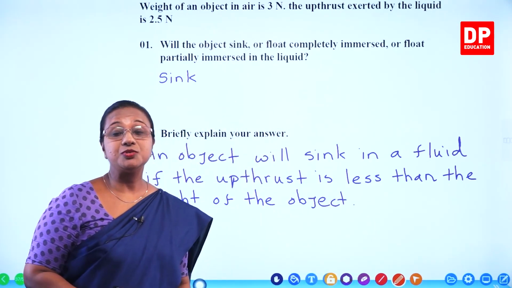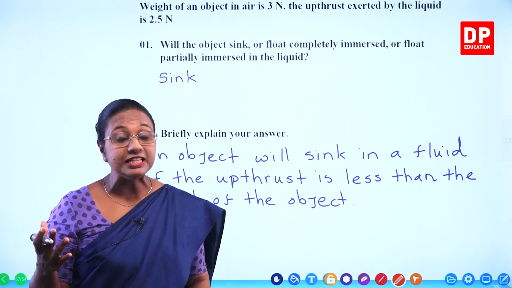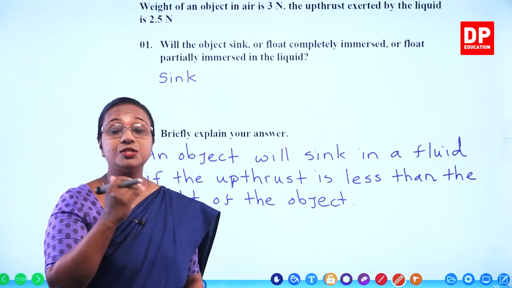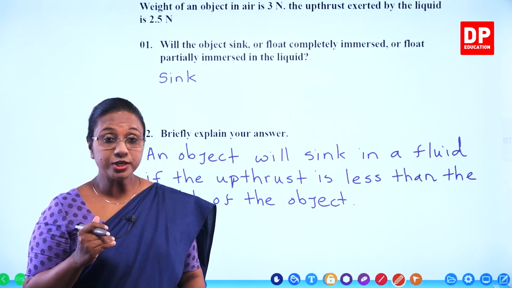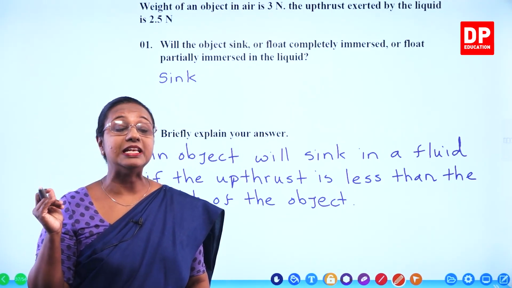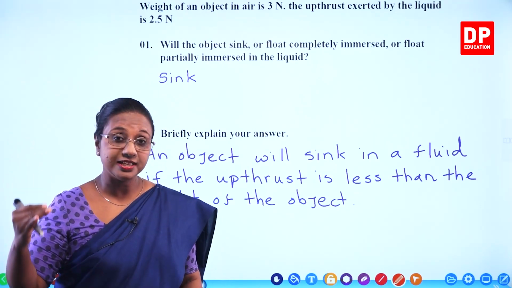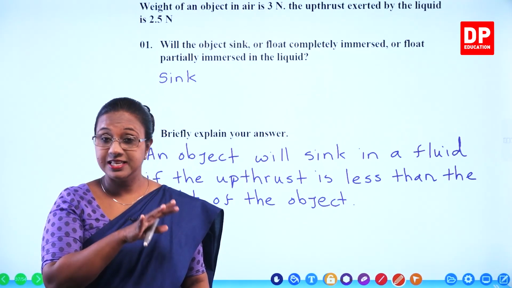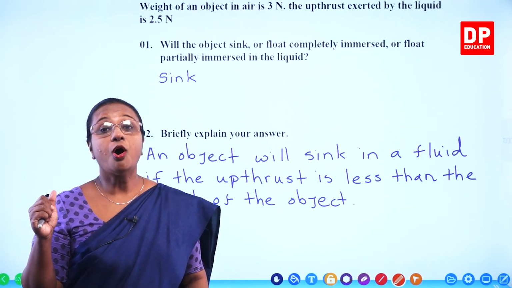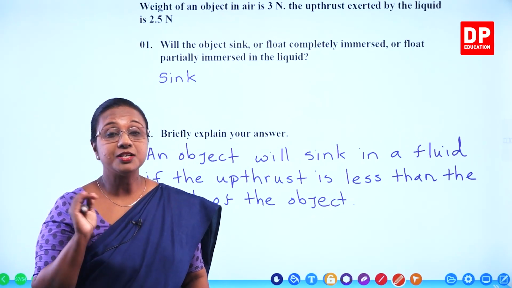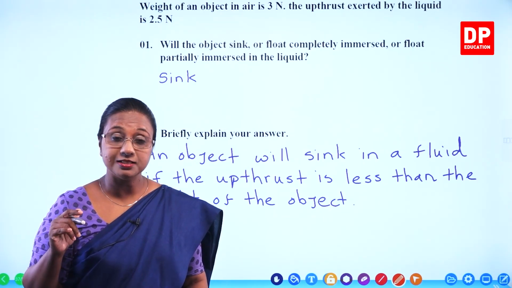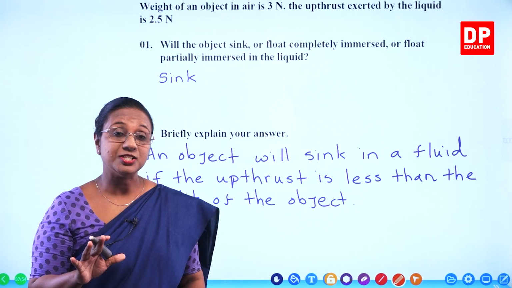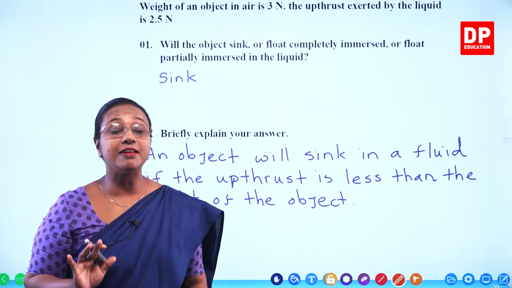So you all can remember students, we discussed an activity, actually we did the activity in the lab where we used different objects. One object floats partially immersed in water, the second object floats completely immersed in water, and the third object sinks in water. So we measured the weight of the objects in air and then we measured the weight of the object when it is either partially submerged and floating, completely submerged and floating, or sunk in water. Then from those observations we came to some conclusions. You all can remember that.